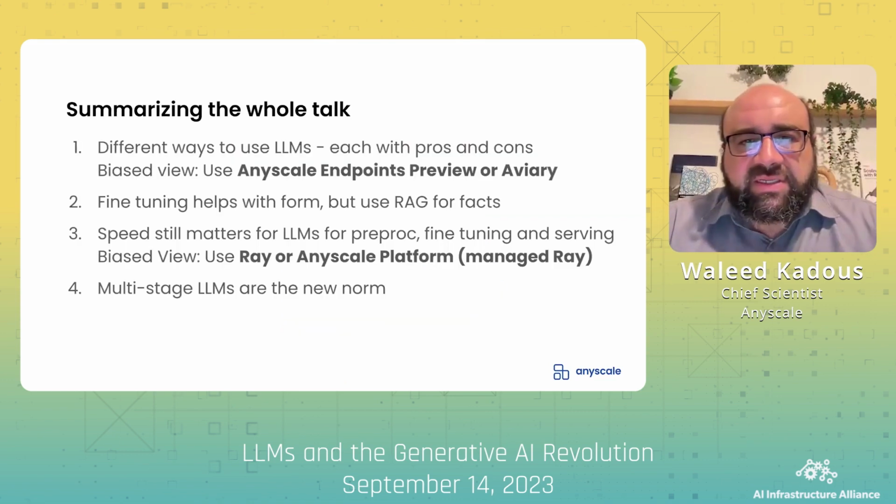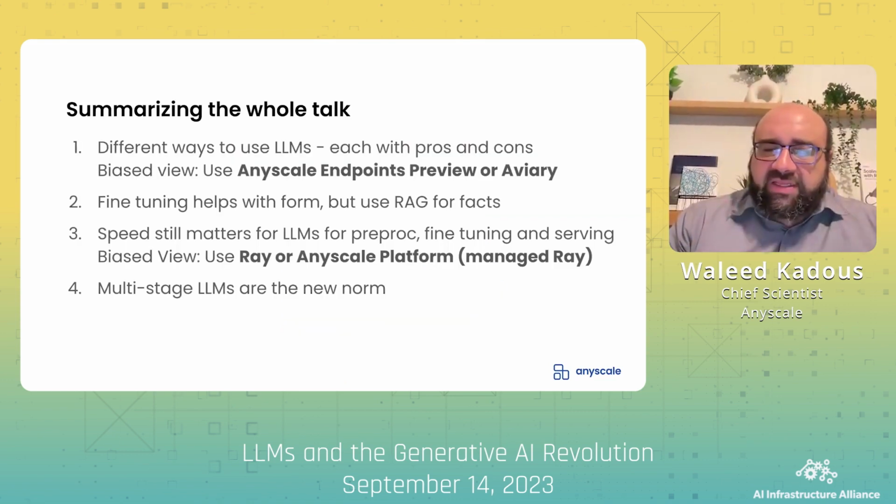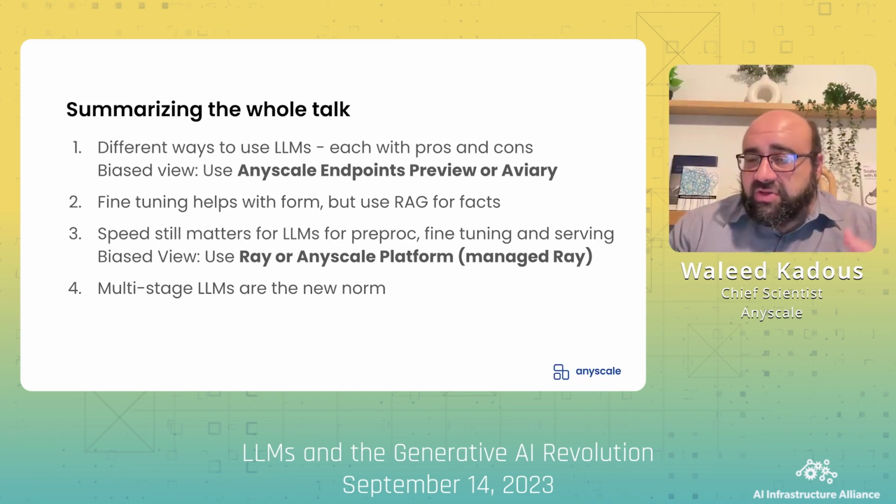So that brings me to the end of my talk. I wanted to summarize and share the observations so that you can take these away. There are really three ways to use LLMs: commercial, hosted open source, and self-hosted open source. My biased view, of course, is if you're going to be doing hosted open source, Anyscale Endpoints preview is a great option. If you're going to be doing self-hosted, Aviary, as a system for deploying large language models on top of Ray, is there. It's important to understand different approaches for model refinement. The quick version is use fine-tuning for form, but use retrieval augmented generation for facts.